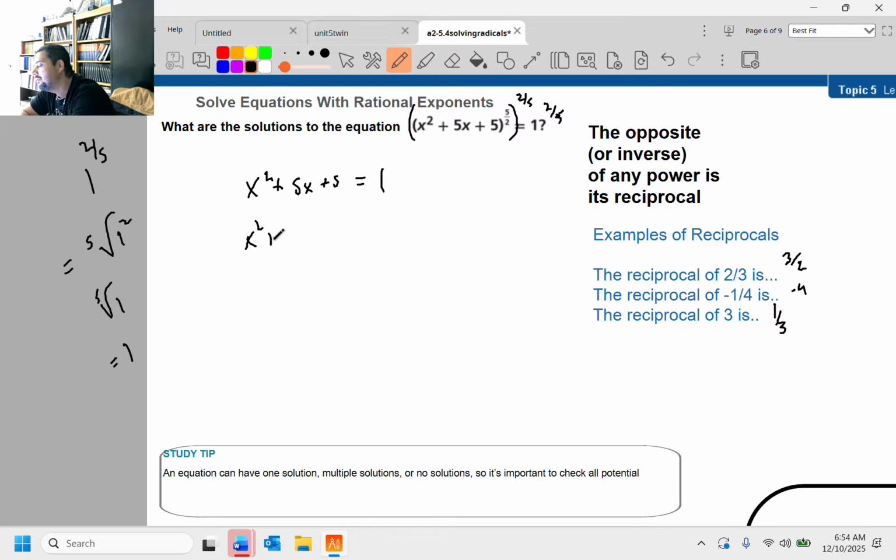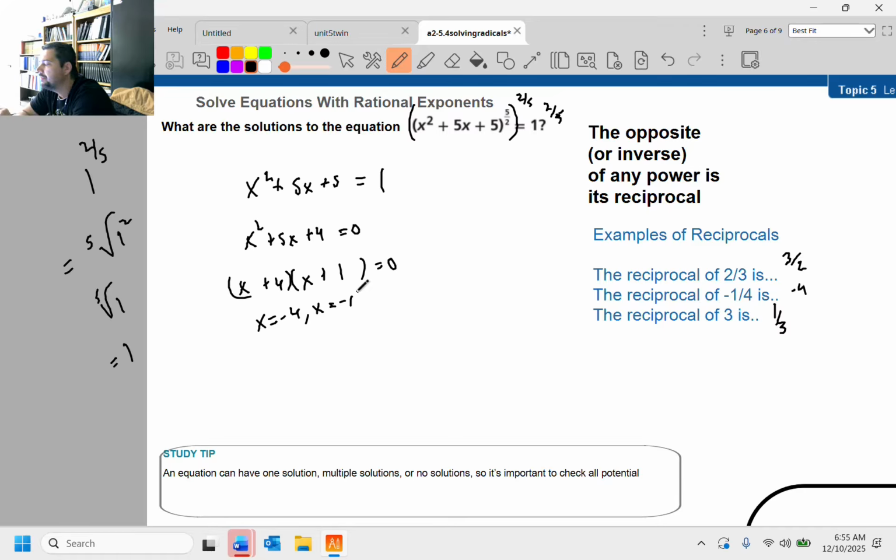Next move, subtract 1 from both sides. Next move, attempt to factor. Takes an x and x to create x squared. Factors of 4: 4 and 1. And if you take a positive 4 and a positive 1 and add them together, you get 5. So by ZPP, x is -4 or x is -1.